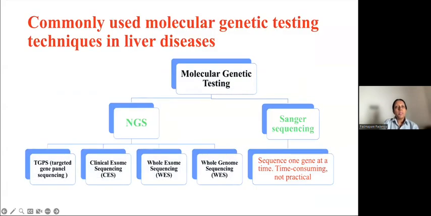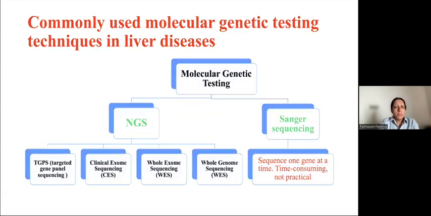So if you take the commonly available molecular genetic testing techniques everywhere in the world, you can divide them into mainly two types: the Sanger sequencing-based platforms and the next generation sequencing platforms. With Sanger, you sequence one gene at a time, and it's very time consuming and not practical. So nowadays we hardly use this, unless you have a validation process or you know the family mutation. For carrier screening, we use Sanger. The next generation sequencing platforms are the investigation of choice nowadays.